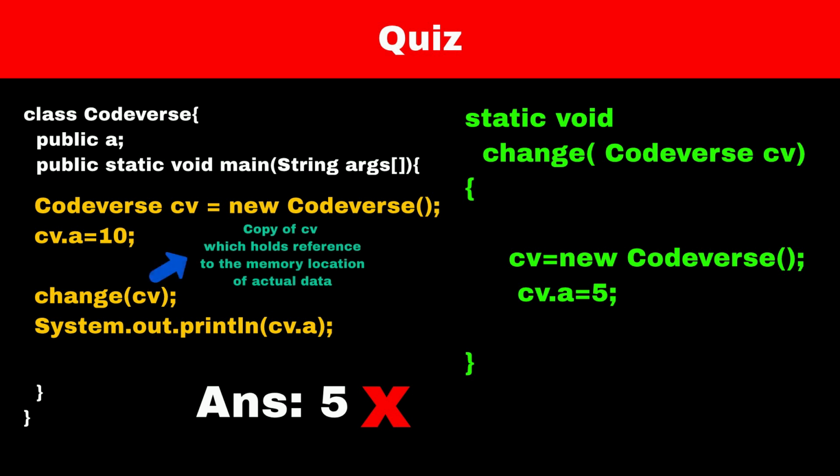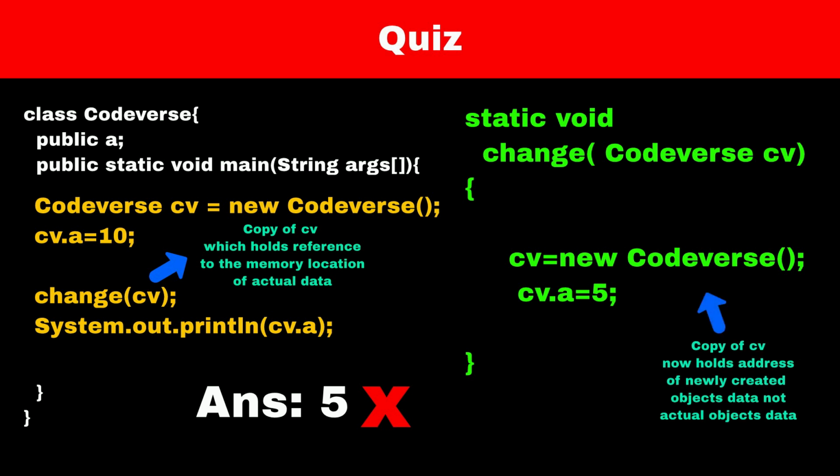So Java created a copy of the object variable which stores the address of the actual data. Inside the function, we initialize the copied variable to a new object. So now it holds the reference of a new object, not the original object. So even if you change the value inside the function, the new object's data will get updated. That's why when you print a's value after calling the function, it will print 10.